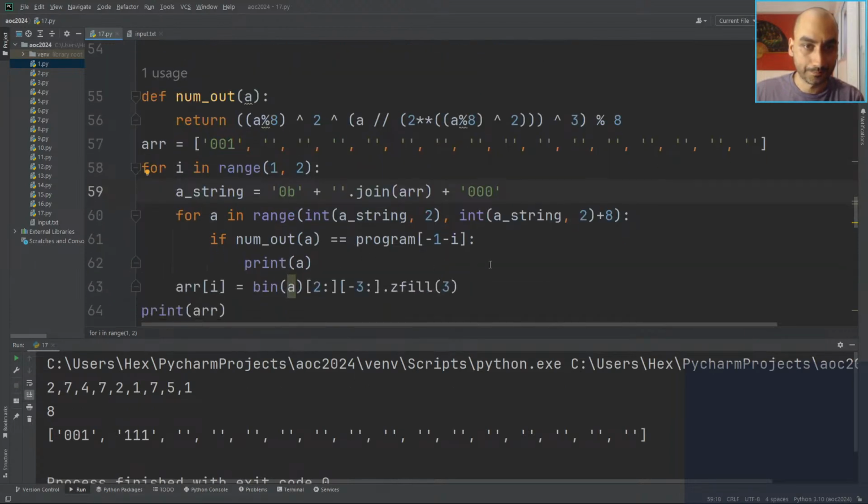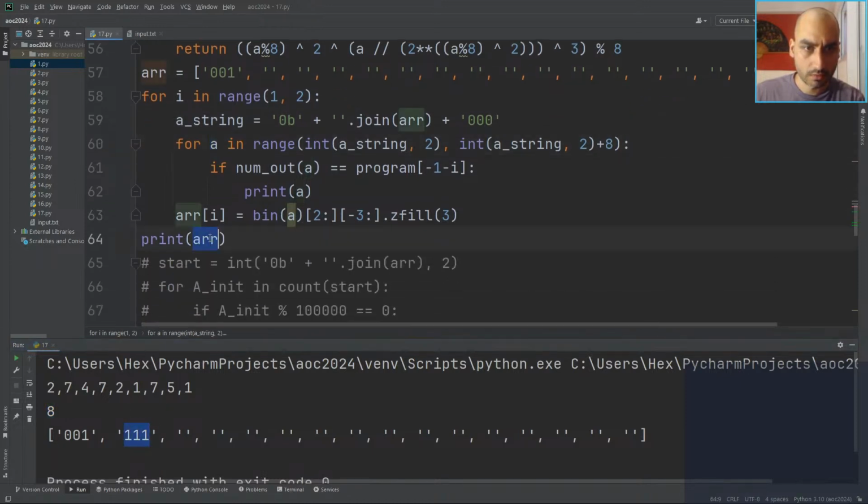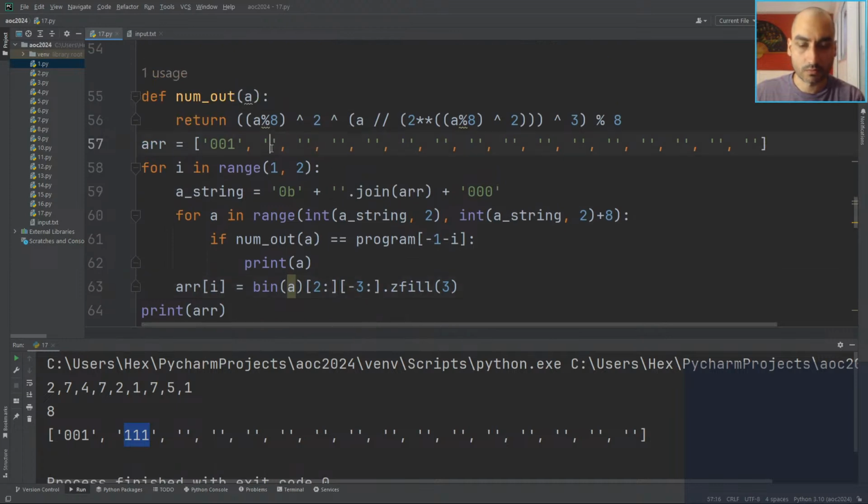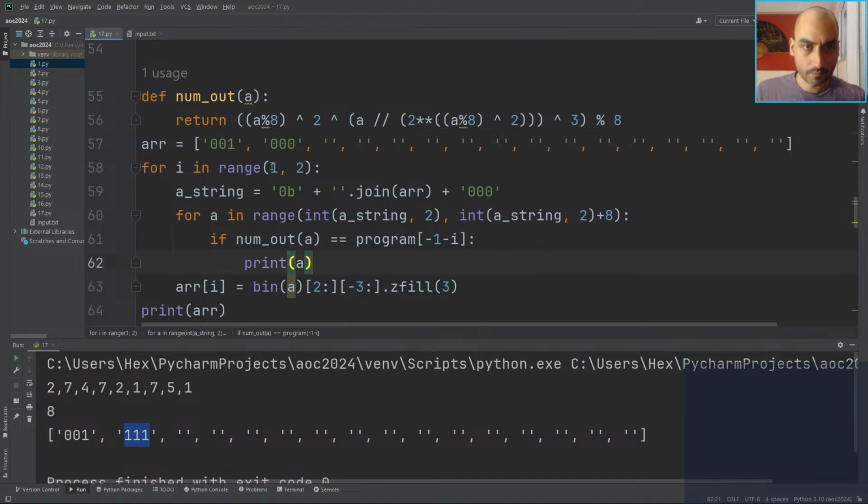No, I don't know. Wait a minute. 8. If it's 8, it should be 0, 0, 0, not 1, 1, 1. Why did I... Oh, no, that's because this is not breaking out. So we're saying 0, 0, 0. Oh, maybe I made a mistake earlier. Okay, go on to 2, 3.